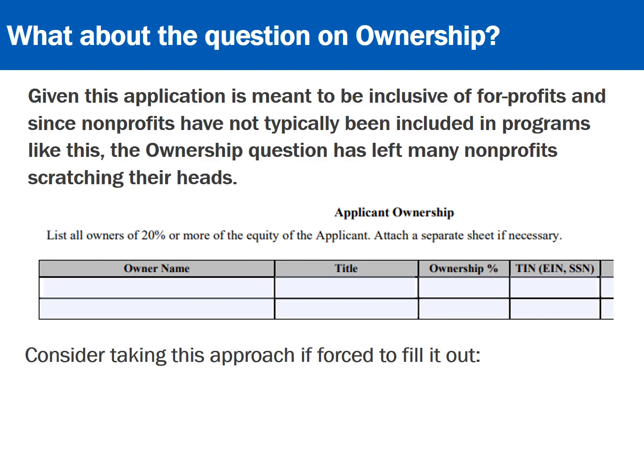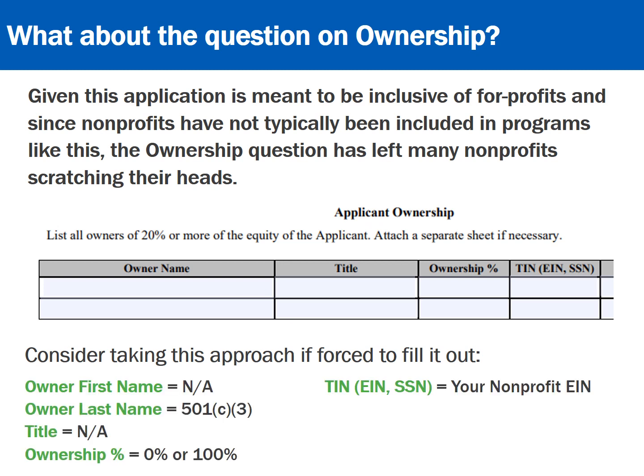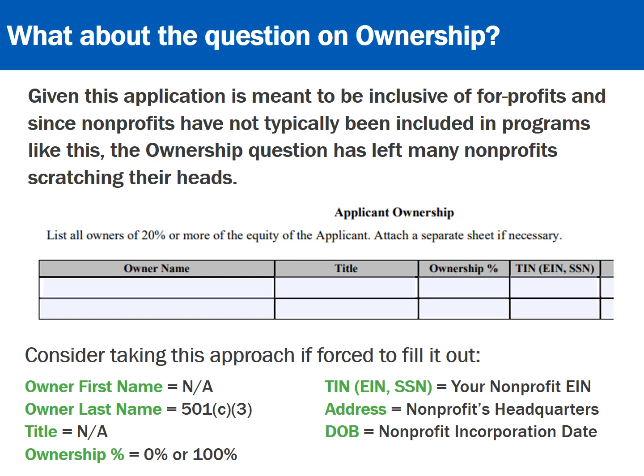Well, the SBA is used to making loans to for-profits, and this is one of the first times that nonprofits have been included in such a large program like this. And so we're going to have to do a little bit of a workaround in order to make this work. Where you are required to put the owner name, we recommend that you put NA 501c3. And for all the other fields related to putting in NA 501c3, just list the organizational information that you have on your nonprofit. We would rather you do this than put down someone that actually is not an owner.